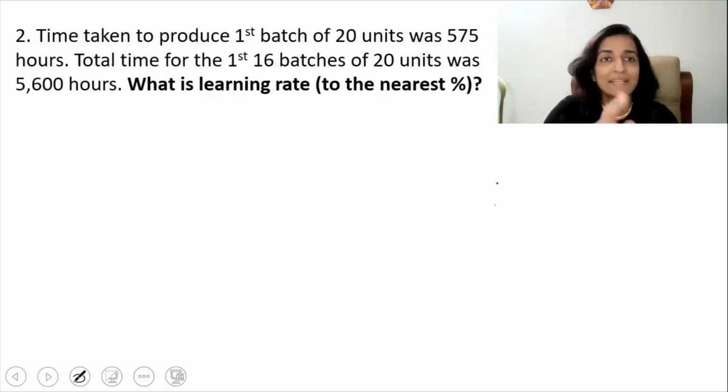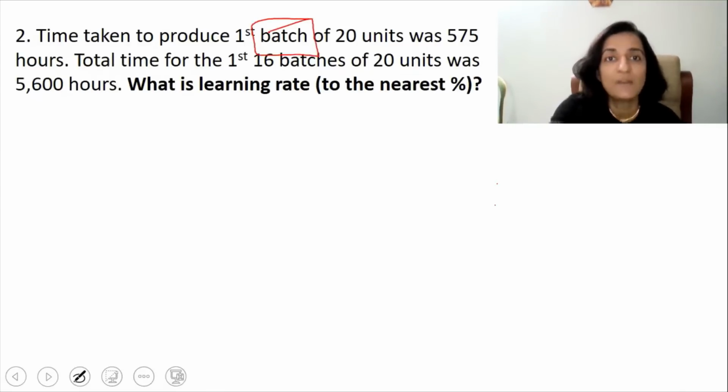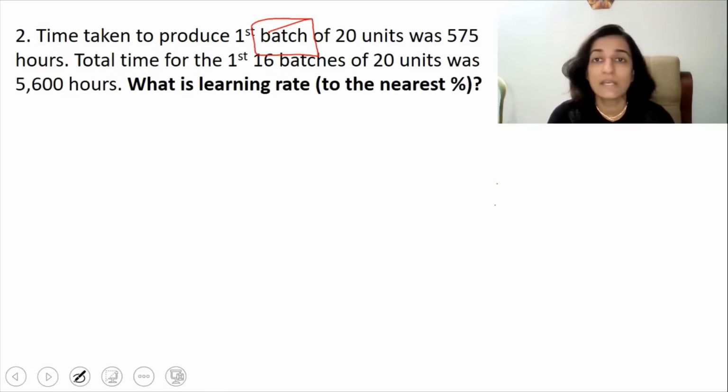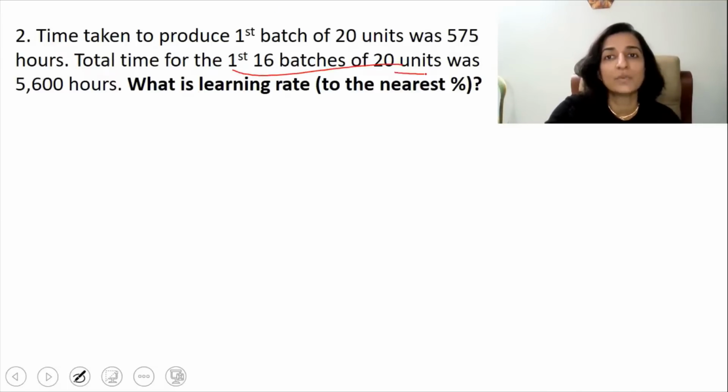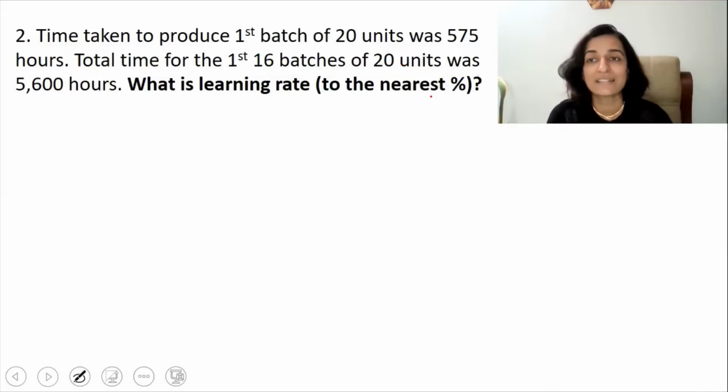Question number 2, time taken to produce the first batch of 20 units was 575 hours. First batch. I told you whenever batch is mentioned in the question, the learning effect is taking place when the batch gets doubled and not when the units are doubled. Total time for the first 16 batches of 20 units was 5,600 hours. What is the learning rate to the nearest percentage?